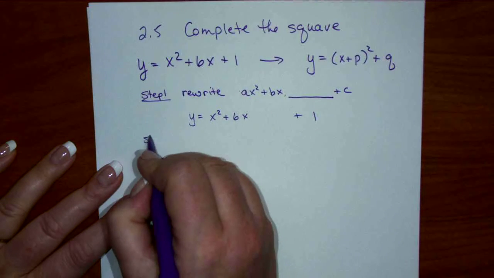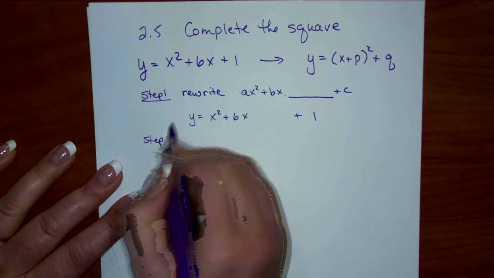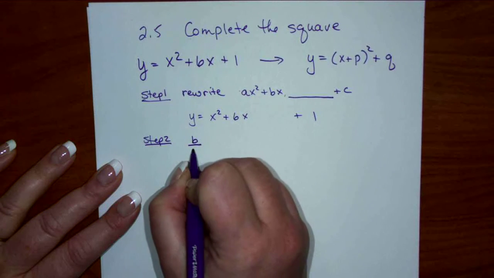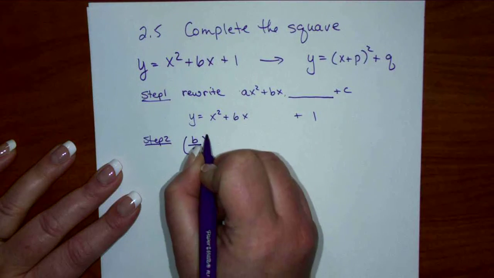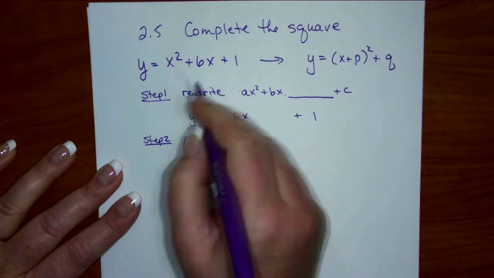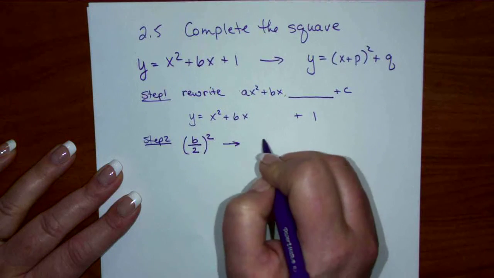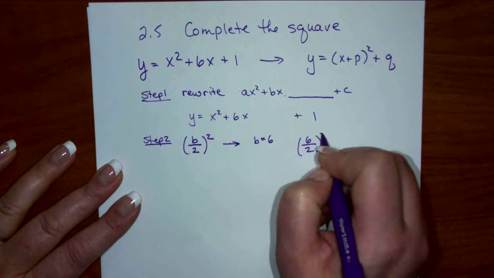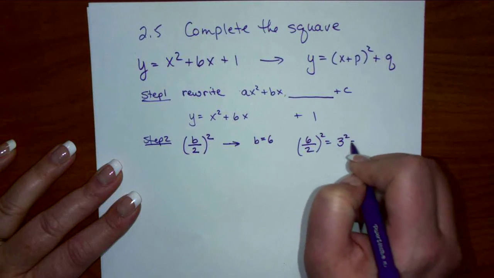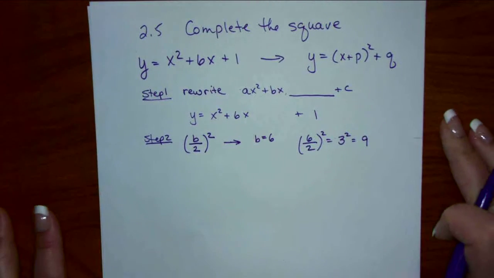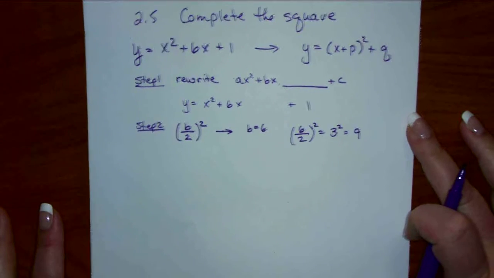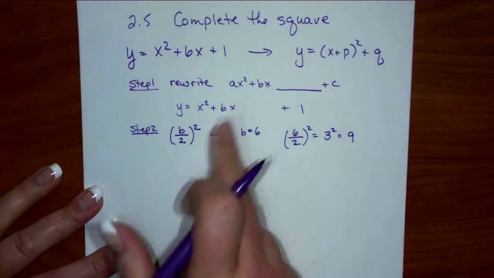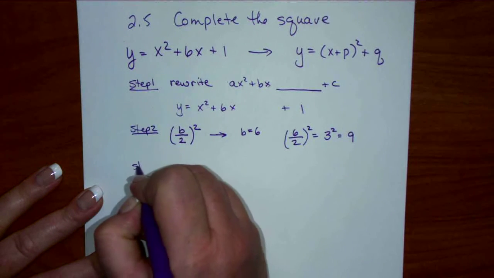Then step 2 is to take whatever is in front of the x, so b, take b and divide it by 2, and then square it. So what's b in this example? B equals 6. So we would take 6, divide it by 2, and then square it. 6 divided by 2 is 3. 3 squared is 9. Okay, that's step 2. And then in that space that we left, we're going to add and subtract the 9.